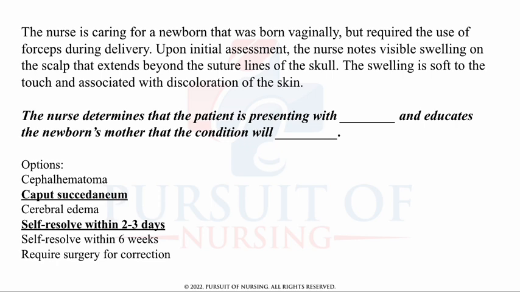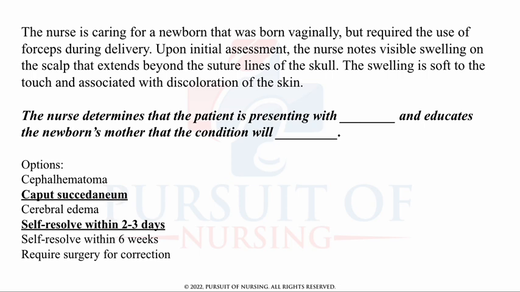So caput succedaneum and cephalohematoma are both conditions that can occur in newborns during labor and delivery, and they both involve a swelling of the scalp. However, there are some key differences between the two conditions, and it's very important that you're able to recognize those differences. So caput succedaneum is a swelling that occurs on the soft tissues of the scalp. It typically crosses the suture lines of the skull. It's usually caused by pressure from the birth canal or from the use of a vacuum extractor or forceps during delivery. Caput succedaneum is often visible at birth and typically goes away on its own within a few days, up to a week after birth.